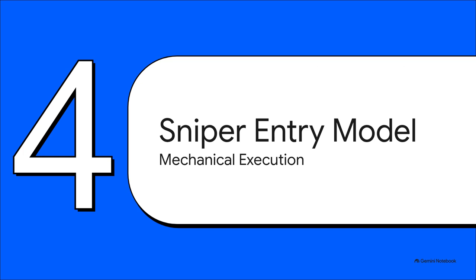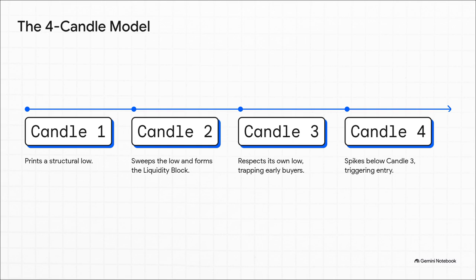Which brings us to Section 4, the sniper entry model. Time for mechanical execution. So the big question: how do we actually catch that explosive speed without guessing? Well, this is the climax of this whole explainer right here, the 4-candle model. This is a strict mechanical system that takes all the emotion right out of it.